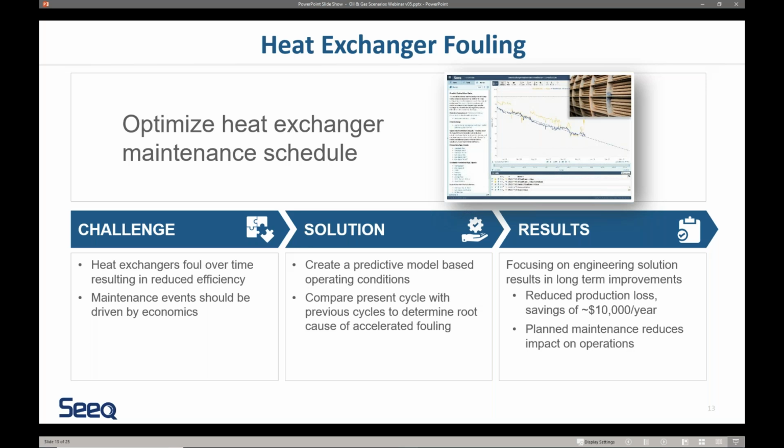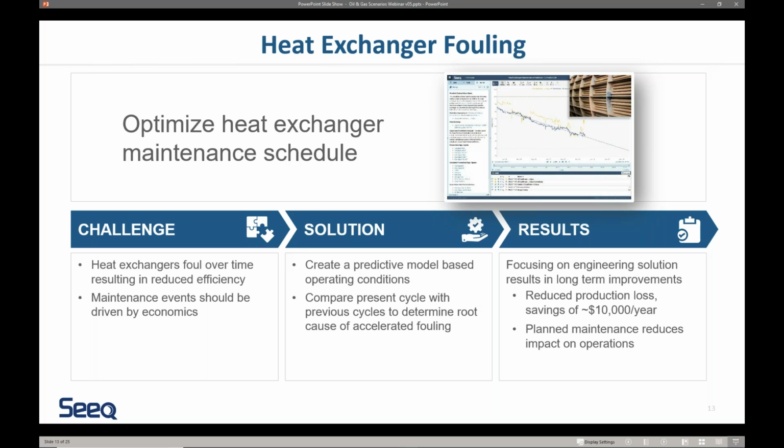Historically, you may do that on a regular schedule, but that may mean that you're taking the unit down more frequently than you need to. Alternatively, you may try to get that unit to last longer, and as a result have to cut rate or have unplanned shutdowns because you can't meet the needed temperature change.